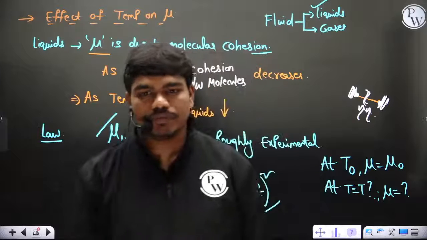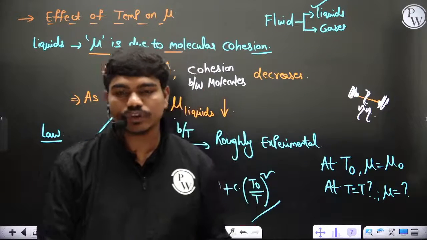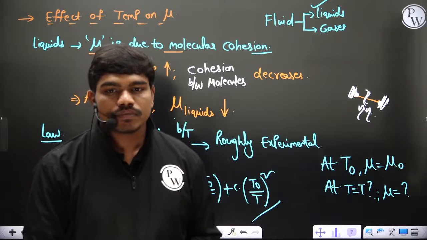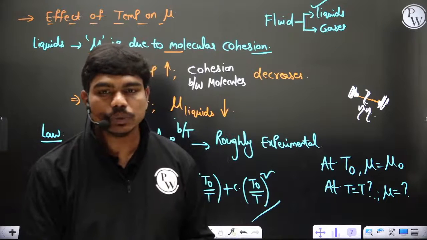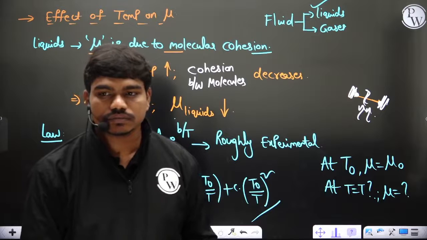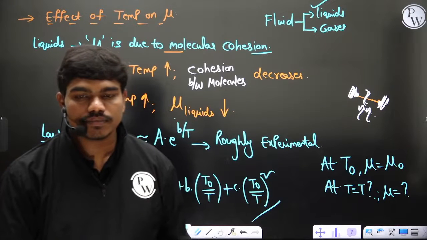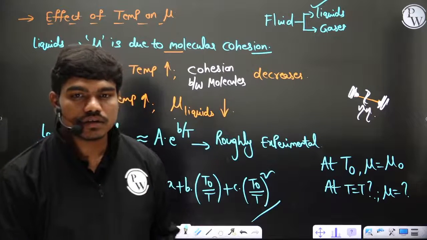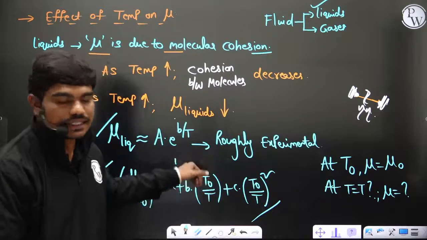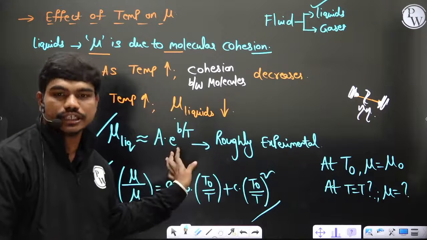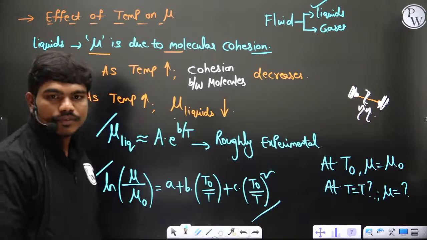Clear? Are these things clear to all of you? Yes or no? Please type in the chat box. Is this clear to all of you? This is the idea of how mu decreases. This is how mu decreases, with respect to some law.